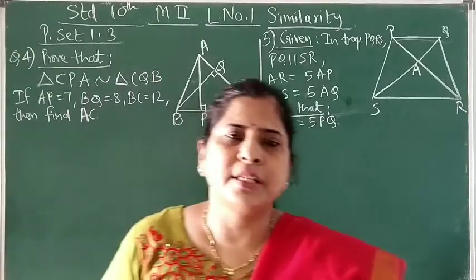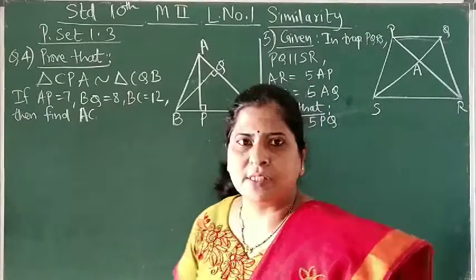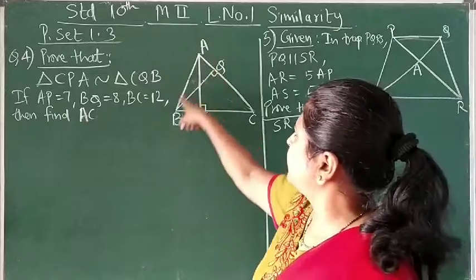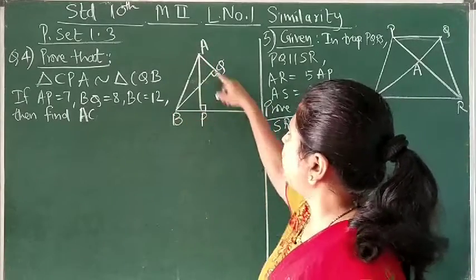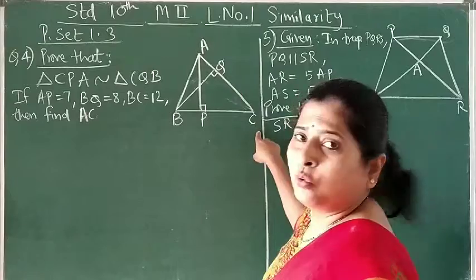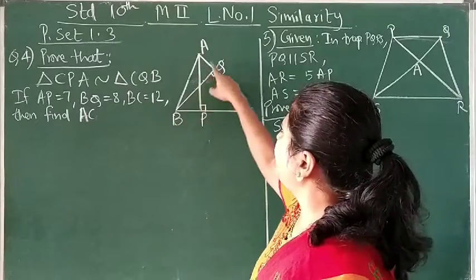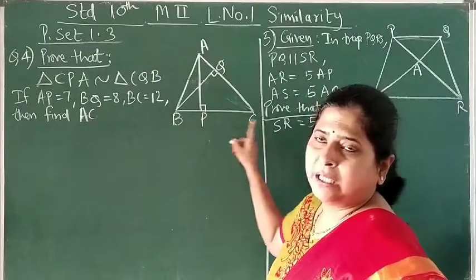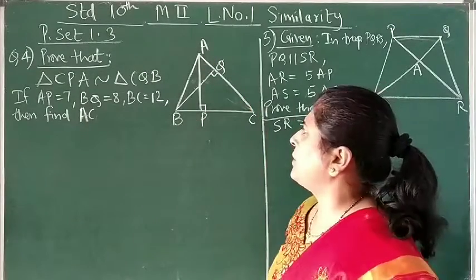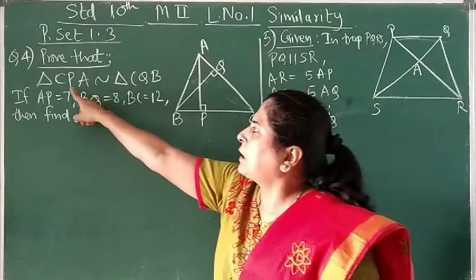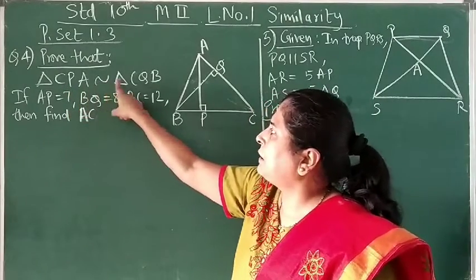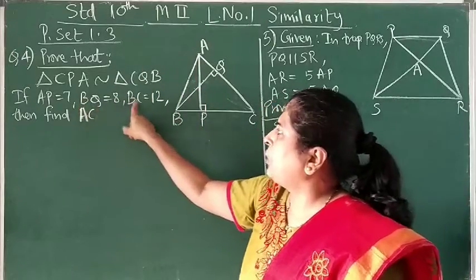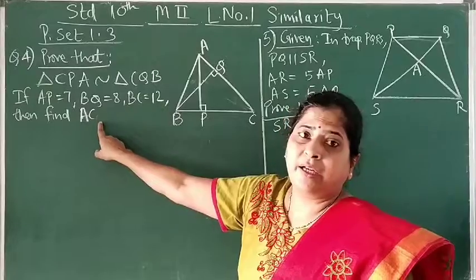In the previous video we saw the first 3 sums. Now let's see the fourth sum from practice set 1.3. In this figure, it's given that in triangle ABC, AP is perpendicular to side BC and BQ is perpendicular to side AC. P is somewhere between B and C and Q is between A and C. We have to prove that triangle CPA is similar to triangle CQB, and if AP, BQ, AC are given, we have to find the length AC.